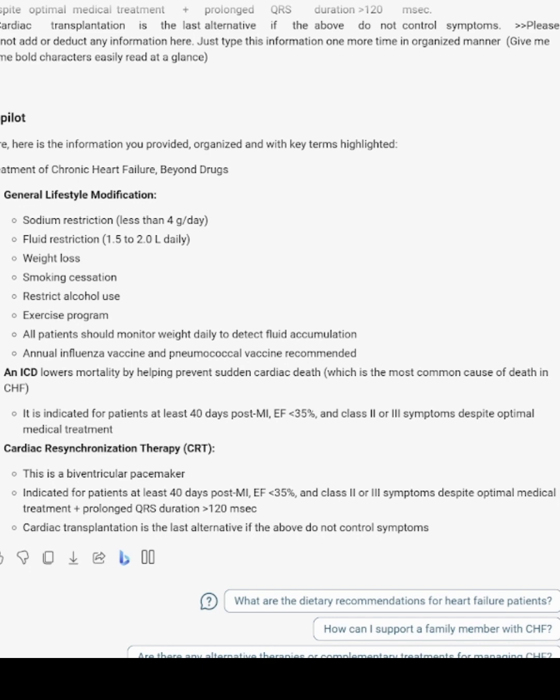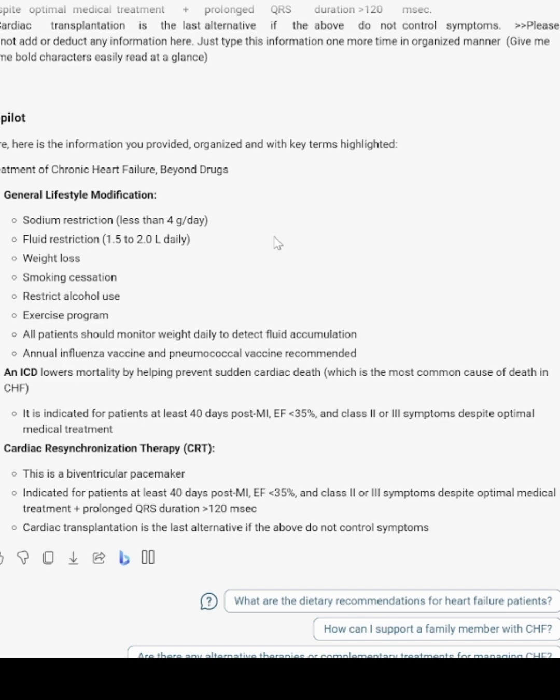Treatment of chronic heart failure beyond drugs. General lifestyle modification. Sodium restriction less than 4 g/day. Fluid restriction 1.5 to 2.0 L daily. Weight loss. Smoking cessation. Restrict alcohol use. Exercise program. All patients should monitor weight daily to detect fluid accumulation. Annual influenza vaccine and pneumococcal vaccine recommended.